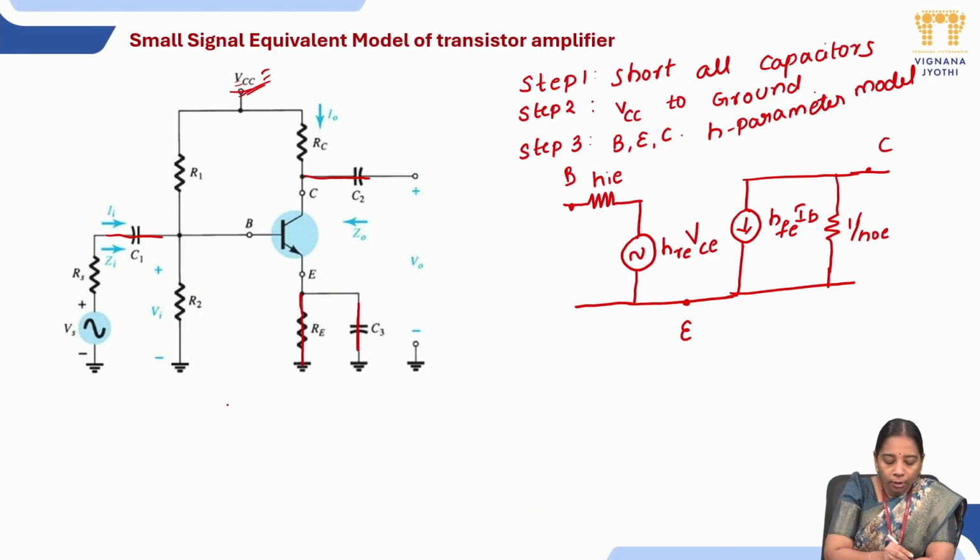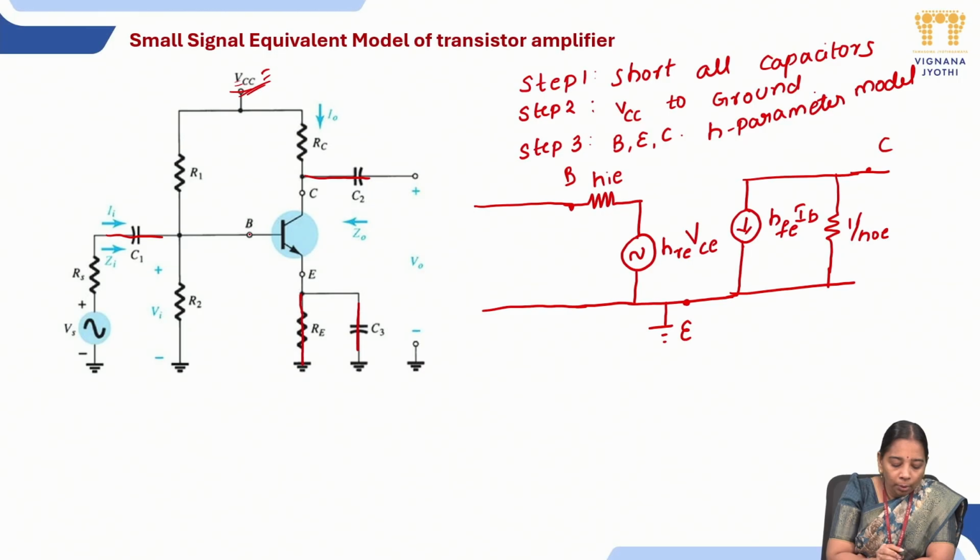Now we will go with the connections we have with respect to your circuit. It is the exact analysis, so we are using all the 4 parameters. If you are going with the approximate analysis, we could eliminate this HRE into VCE and also 1 by HOE. Right now, with the emitter terminal, what connections do we have? Here we have connected RE to ground as well as the capacitor also connected to ground. So we will be connecting the emitter to the ground terminal.